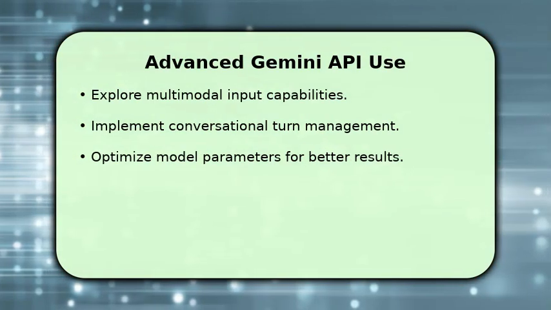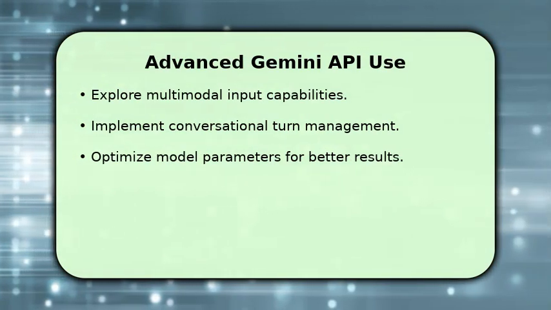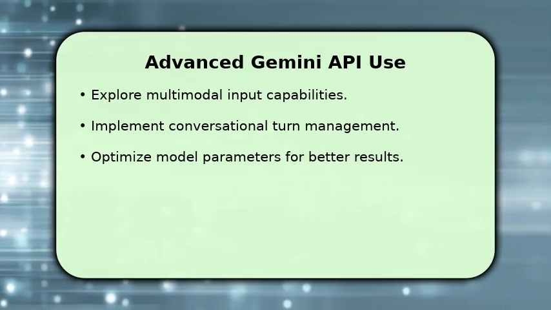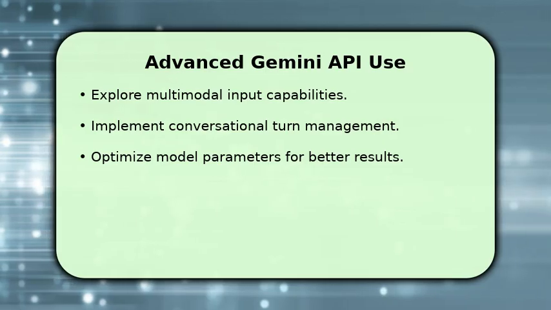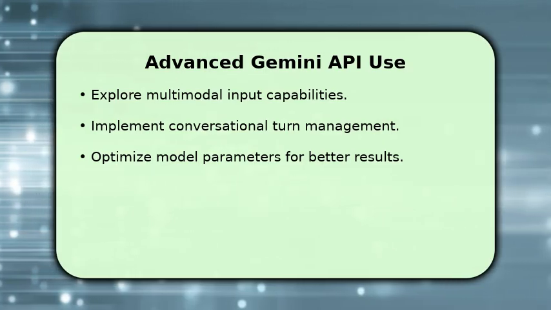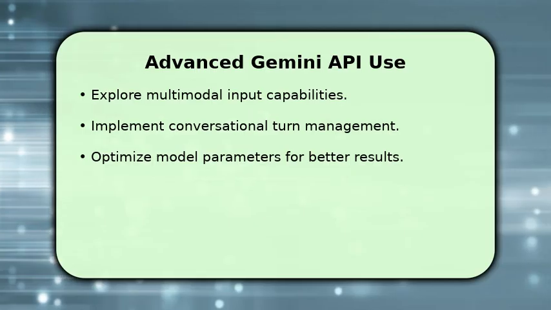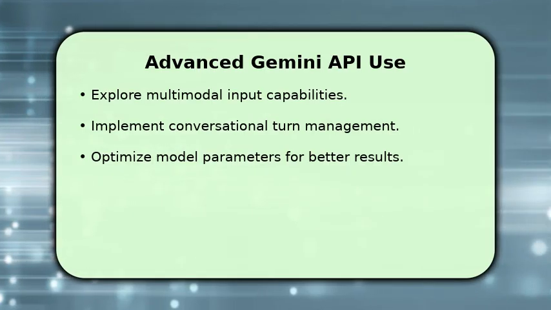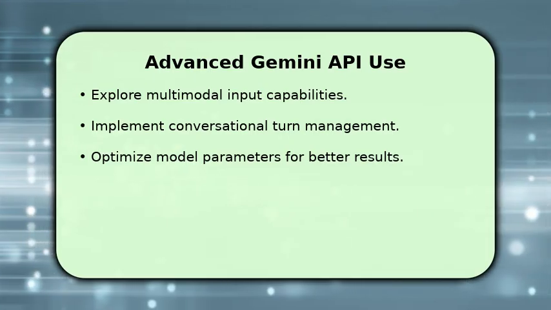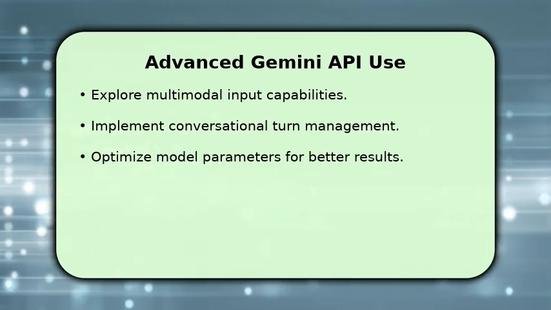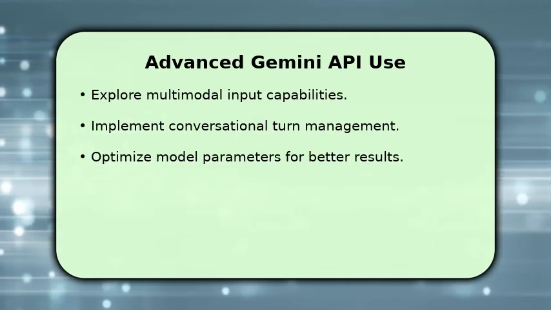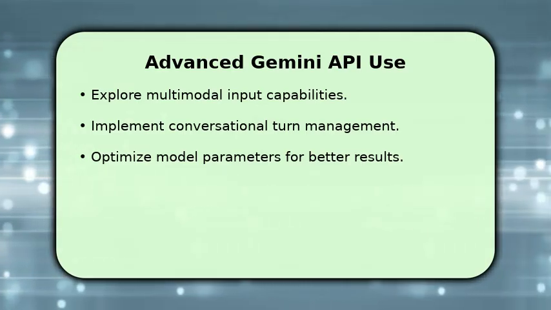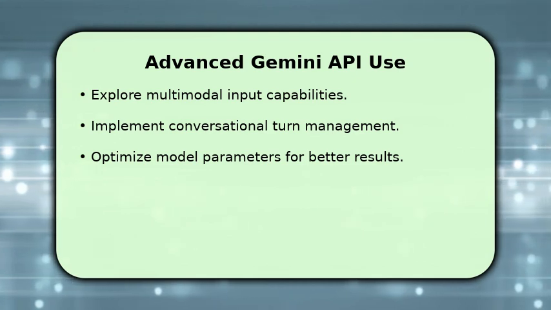Moving beyond the basics, let's explore advanced Gemini API features. You can implement multimodal input, combining text with images or audio for richer interactions. Learn to manage conversational turns effectively, maintaining context across multiple exchanges. Additionally, optimize model parameters like temperature and top P to fine-tune the output's creativity versus factual accuracy, achieving more precise results for your specific application.